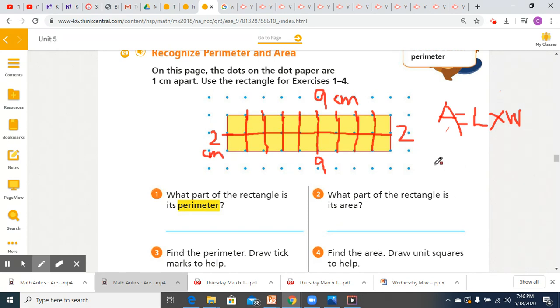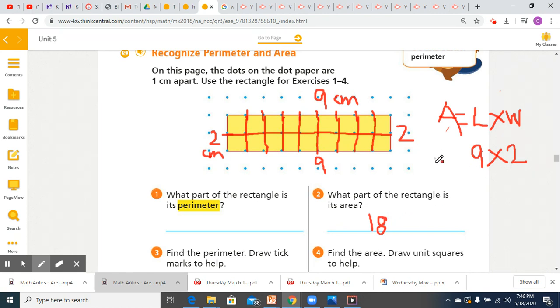So what I am going to do, the only thing that I need to do is to multiply the length, one of the long sides, and one of the short sides. Okay, and that's gonna be 9 times 2. And we already know that 9 times 2 equals 18. Okay, so the answer to this question is 18 square centimeters.